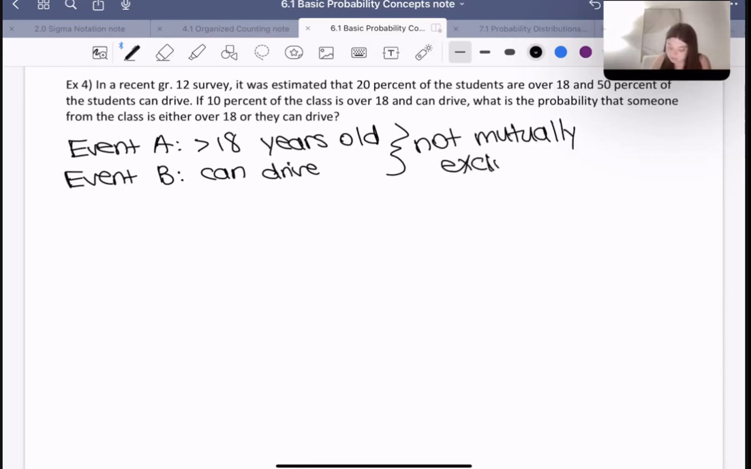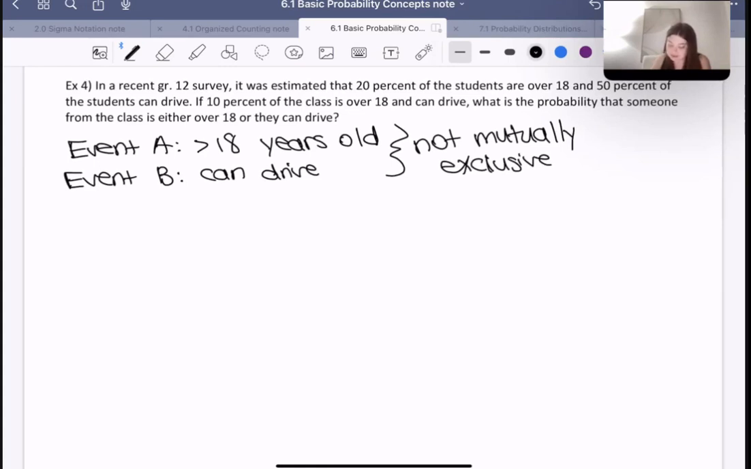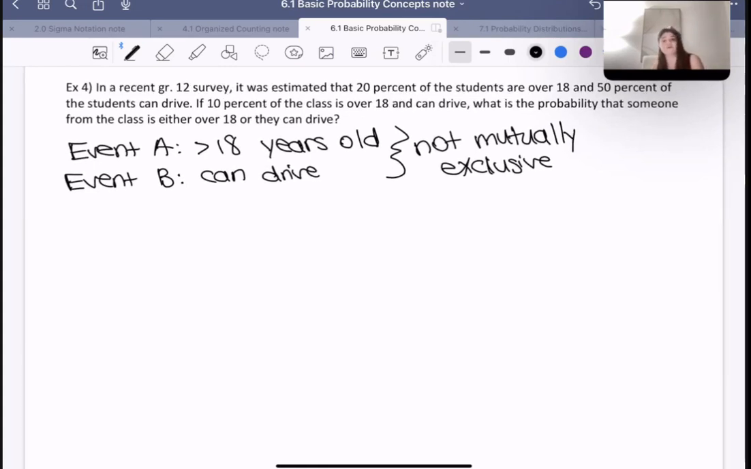Now, maybe this would be mutually exclusive if the age was like, under 10, right? Because no one under 10 is able to drive. You're either under 10 or you can drive, or maybe neither of them, but both can't occur. But there's lots of people who are over 18 and who can drive. And so these are not mutually exclusive because it is certainly possible. In fact, most people who can drive are over 18, and also most people over 18, at least in Canada, probably can drive, right?